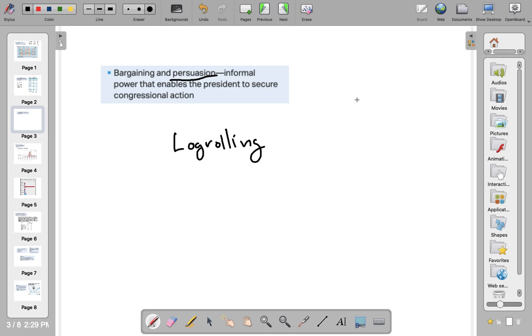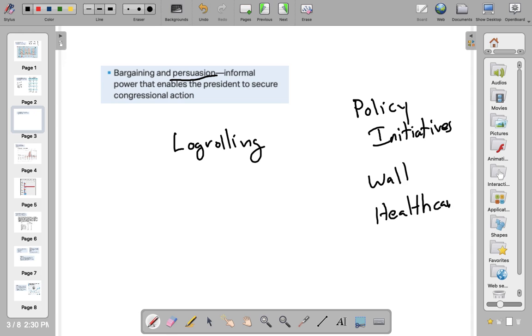And when we talk about policy initiatives, what are we talking about? It could be anything. For instance, Trump wanted to build a wall on the border, so that's a policy initiative dealing with border control and immigration. Obama wanted to pass health care. That's a policy initiative about, obviously, bringing health care to people.